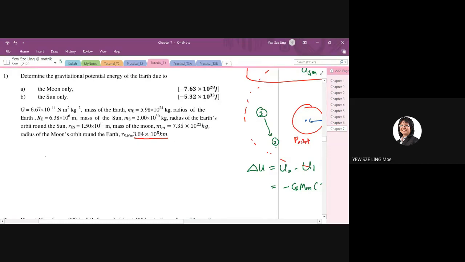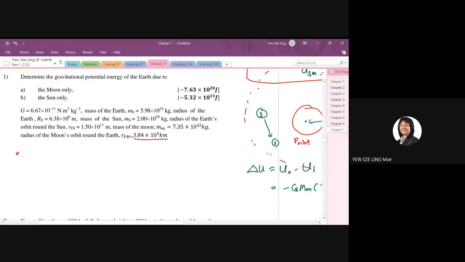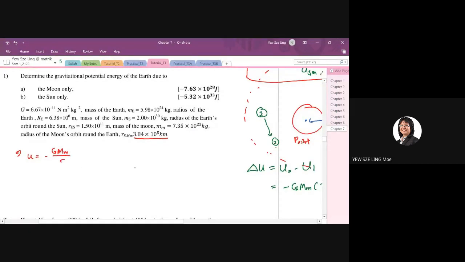So what are we going to do? We just simply apply the equation U equals negative GMm over r, because you are not moving it from one point to another point inside the field. You are bringing it from outside, and then you place it at a position so that the distance between Earth and Moon is 3.84 times 10 to the power 5 km. So U equals negative GMm over r.